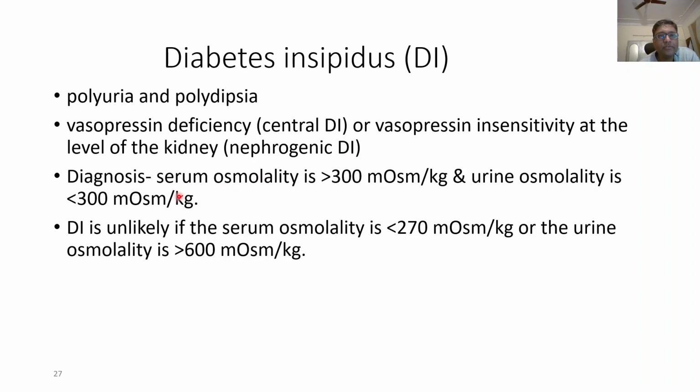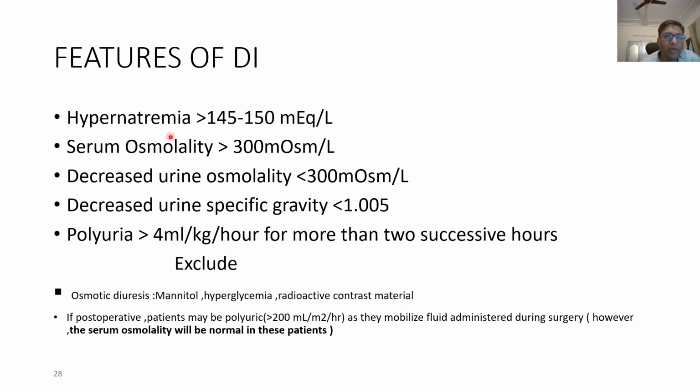Typical diagnosis is simple. Serum osmolality is going to be high, more than 300 milliosmol per kg. Urine osmolality is going to be low because we are secreting diluted urine. DI becomes very unlikely if the serum osmolality is less than 270 milliosmol per kg or urine osmolality is more than 600 milliosmol per kg. Features of DI are hypernatremia, serum osmolality more than 300, decreased urine sodium and osmolality, decreased urine specific gravity because it's hypoosmolar, and usually there is polyuria.